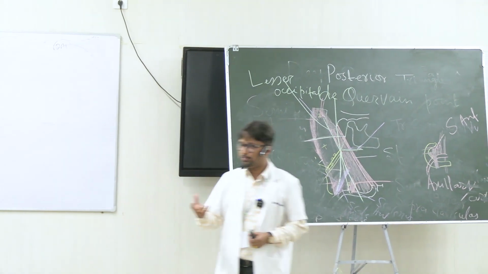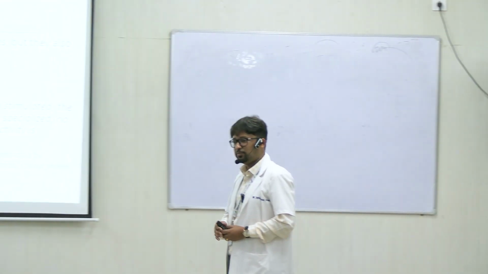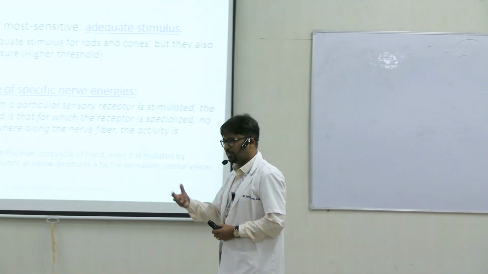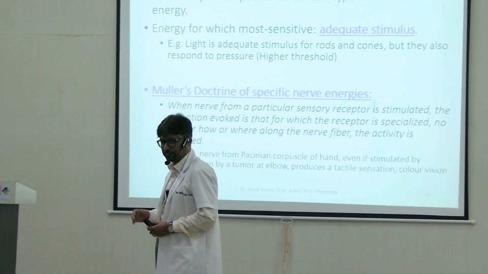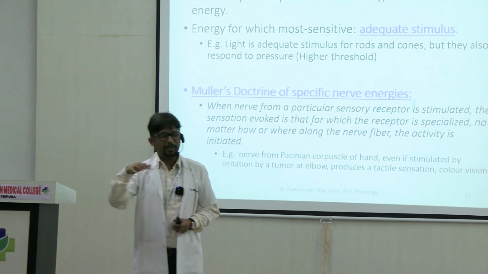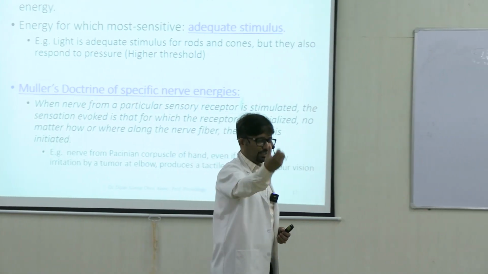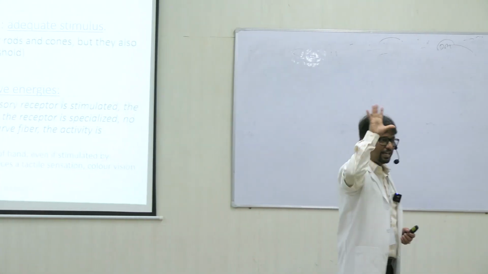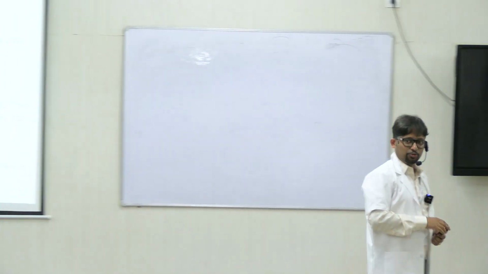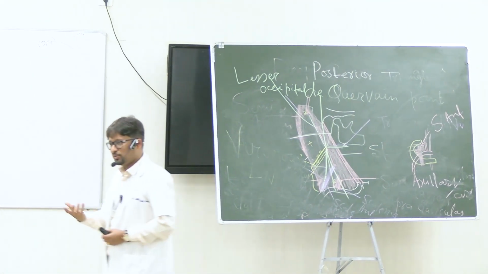Let's take the example of photoreceptors, rods and cones, which detect the amount of light in the environment. The adequate stimulus for a photoreceptor is light. But did it ever happen to you, if someone punches you or you get a sudden blow to your eyes, that sometimes we feel flashes of light? Did this happen to anyone or not? Has it ever happened to you? It has happened to me.